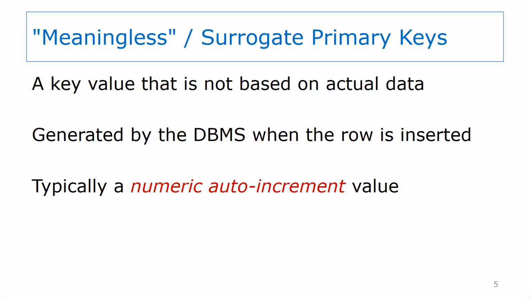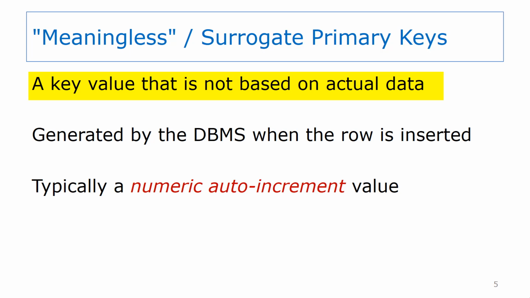So if composite primary keys are not such a good idea, what can you do? It turns out that relational database management systems provide another way to assign a primary key for a table. This is sometimes referred to as a meaningless key or a surrogate key. Meaningless means that the value that is used for the key does not have any meaning beyond providing a unique identifier for a row.